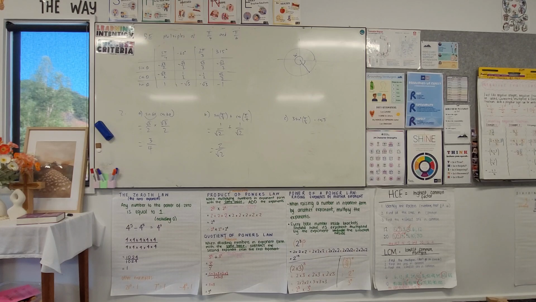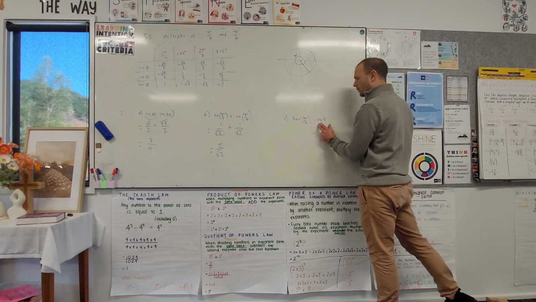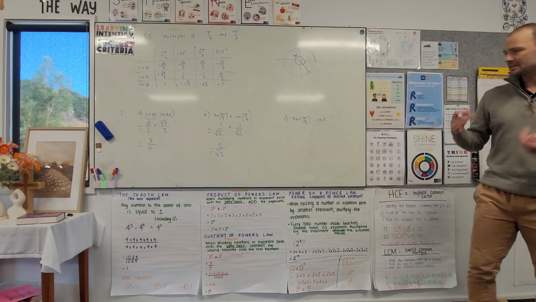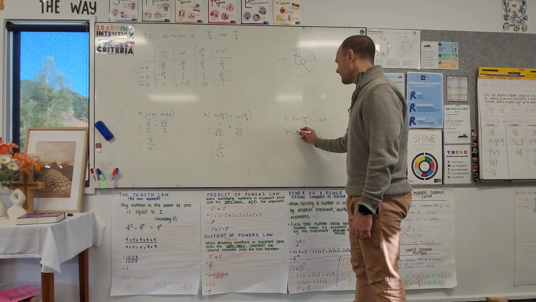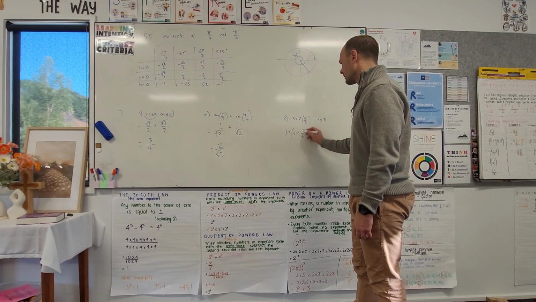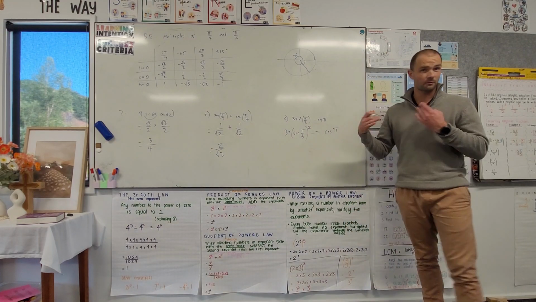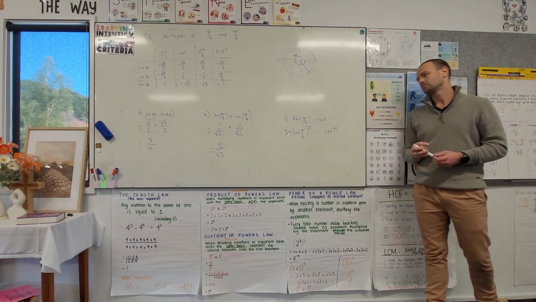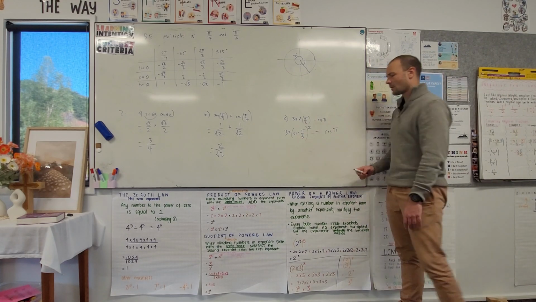Okay, on to C. We have 3 sine squared of pi on 3, take away cos of pi. Now what this means is it means 3 times sine of pi on 3 squared, take away cos of pi. So we've got to sort of remember a bit of BEDMAS here. The first thing we have to do is find out what's sine of pi on 3.